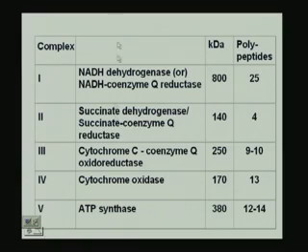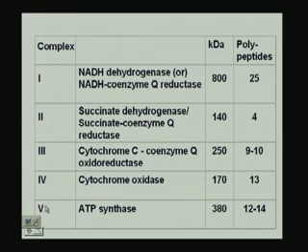The enzymes here are NADH dehydrogenase. So, as soon as we see NADH dehydrogenase, we know what the enzyme is actually going to do, right. Complex 2 has succinate dehydrogenase. So, again from the name of the enzyme, we can say what that is going to do. Complex 3 is cytochrome c or coenzyme Q oxidoreductase. Complex 4 is cytochrome oxidase.